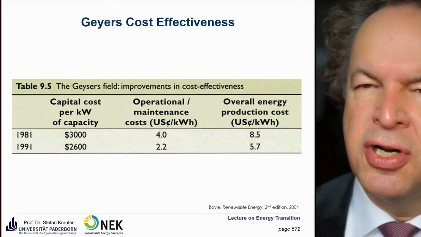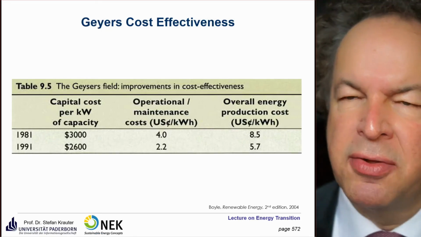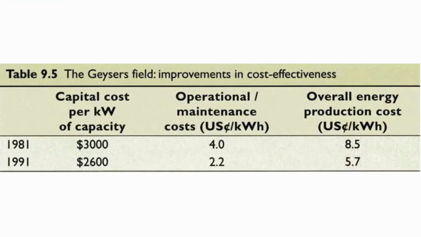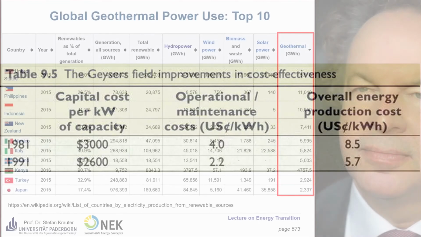You see that the cost decreased, but not as much as other renewables. So from 1981, about 3,000 capital costs per kilowatt, and the overall costs in electricity production have been in the vicinity of 8.5 cents per kilowatt hour. 10 years later, it was 2,600 per capacity, and operation costs had been 5.7 cents per kilowatt hour. This is now some time ago, but these costs didn't change a lot.